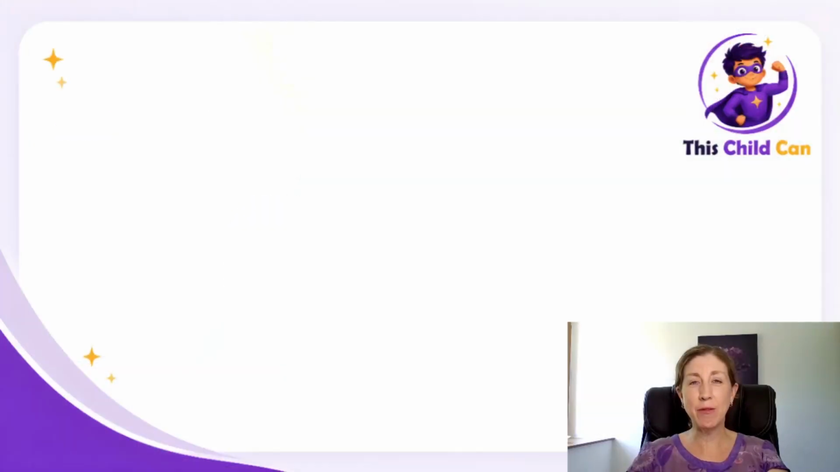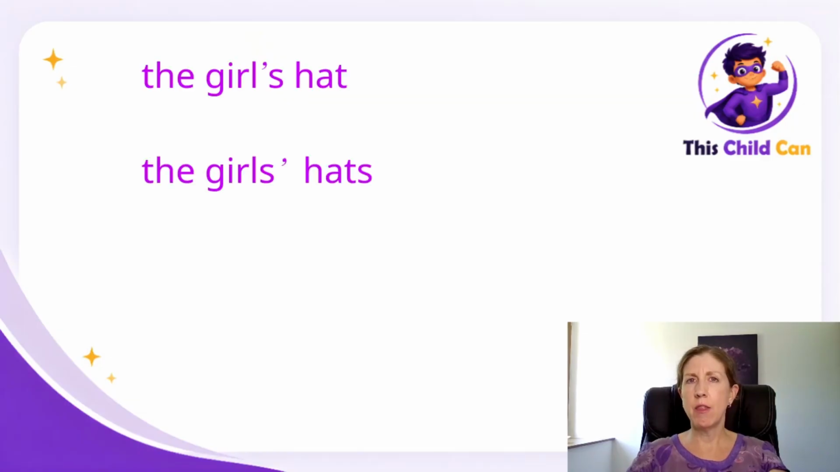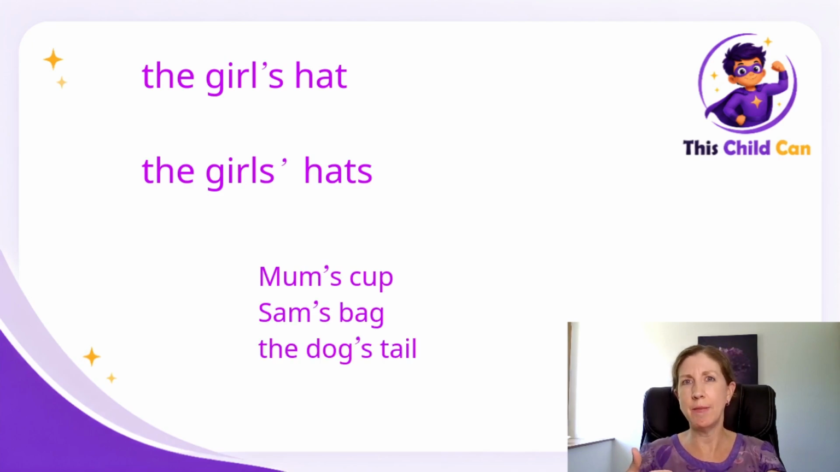For children who might need a little bit more support, you can use colour. Use one colour for the owner and another colour for the thing that they own. That way, this keeps the grammar visible. Be careful not to jump into plural possession too quickly. Notice the girl's hat and the girls' hats have a completely different pattern. Just look at the apostrophes and the S's. For now, stick to one owner only. Mum's cup, Sam's bag, the dog's tail.